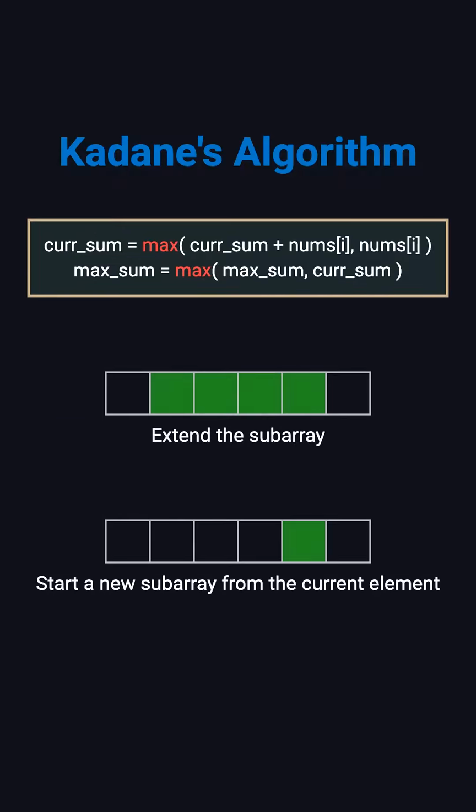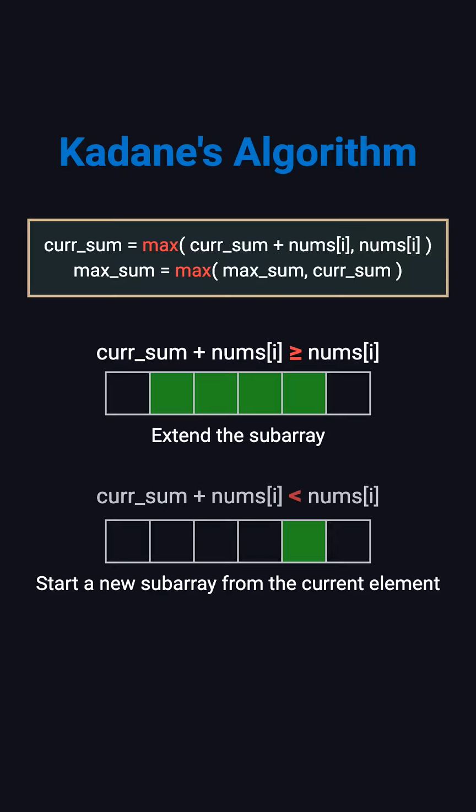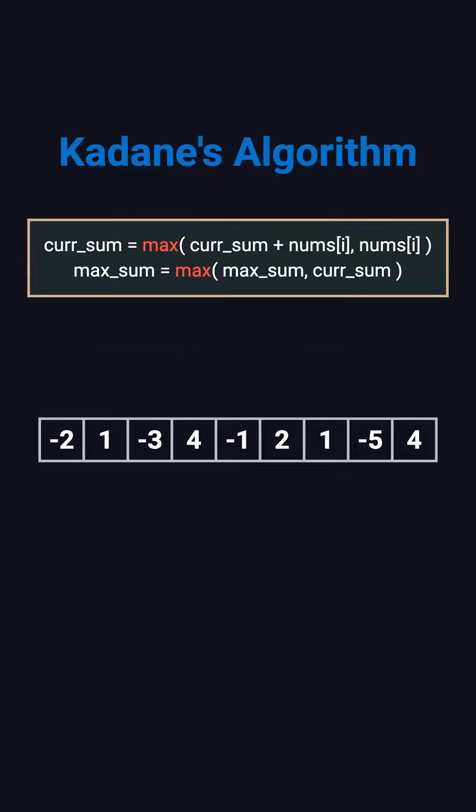For each new number, we ask, should we keep extending the current subarray, or should we start a brand new subarray from here? If adding the new number gives a larger sum, we keep going. But if the new number alone is larger, that means the previous subarray was dragging us down, so we restart from this element. Let's walk through the example.